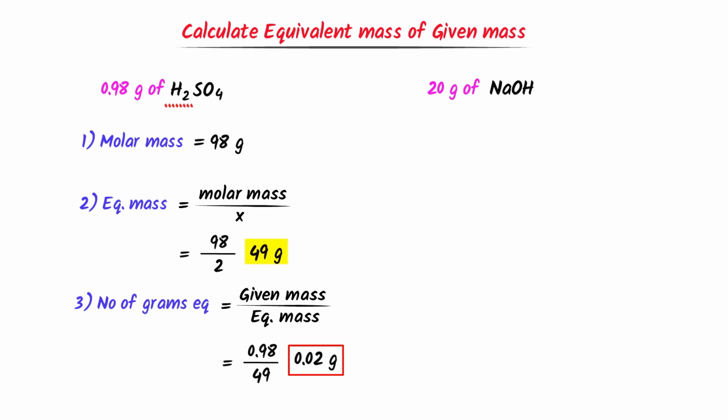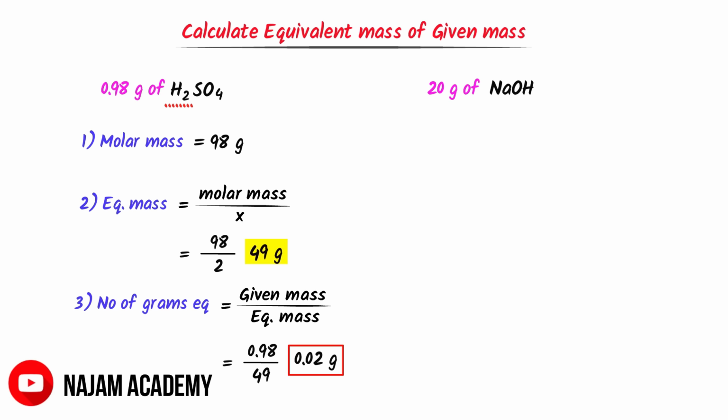Now listen carefully. If I ask you, what does this 0.02 gram means? Can you answer it? Well, it is simple. I mean, if you take 0.98 gram of H2SO4, only 0.02 gram has the capacity to react. Let me repeat it. If you take 0.98 gram of H2SO4, only 0.02 gram has the capacity to react.